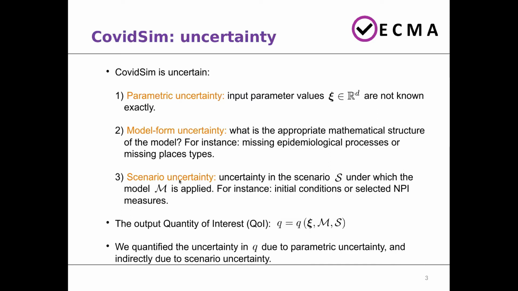And the third one, which is probably a bit less well known, is what we call scenario uncertainty. That's the uncertainty in the scenario S under which the given model is applied. You can think of boundary conditions or initial conditions, or in the case of CovidSim, the set of NPIs that you've selected. We denote small q to be the quantity of interest, the output of the model, and that's a function of these 3 uncertain inputs. We are going to focus mostly on the parametric uncertainty, and we're going to look indirectly at the uncertainty because of S.